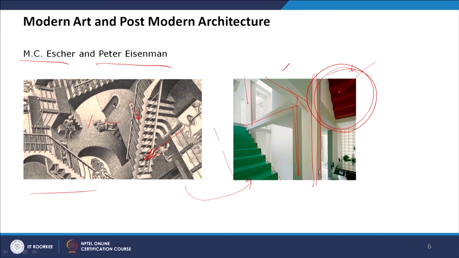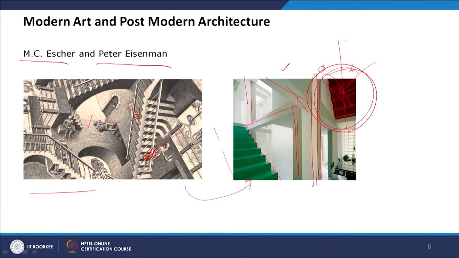So this red staircase is not usable. This is just an illusion of a staircase, which if you turn upside down, then you can use it. There's a human being like this, so he can climb this staircase, which is not possible. So this is just a visual depiction, which is a criterion of postmodern architecture. Visual emphasis and sculptural qualities become quite important in a few of the postmodern movements.